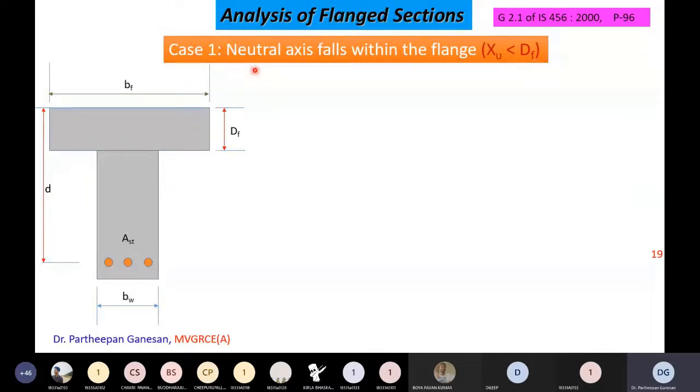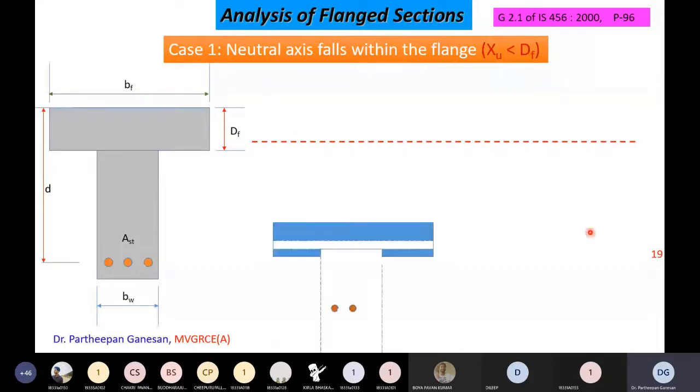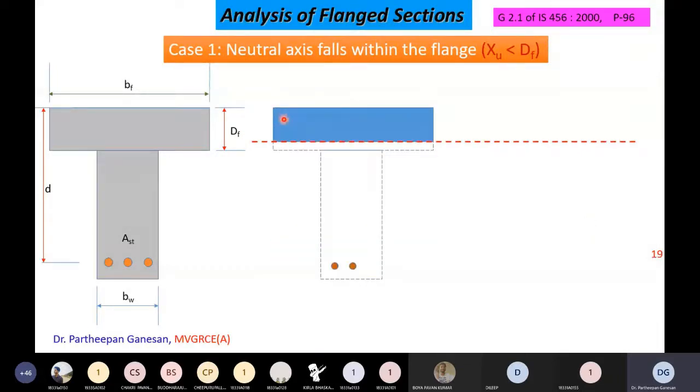Now what they are saying, the first case, neutral axis falls within the flange. That means your XU, the neutral axis depth, will be less than DF. DF is the thickness of the flange. When XU is less than DF, that means your neutral axis is within the flange. That means like this, even this is your neutral axis. So above the neutral axis, these are all compression zone. Below the neutral axis, these are all tensile zone. Now we will always neglect concrete in the tension zone. You will only have steel at the bottom.